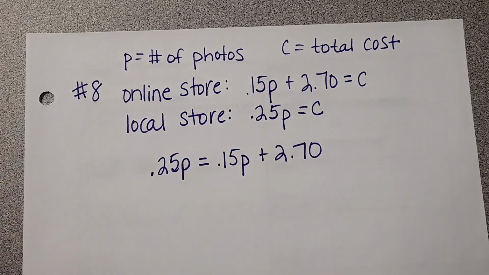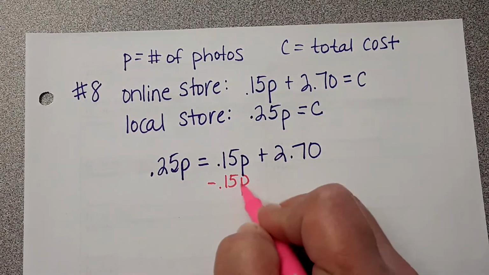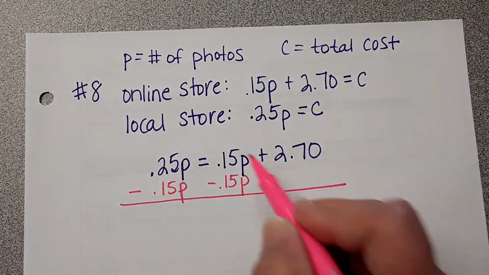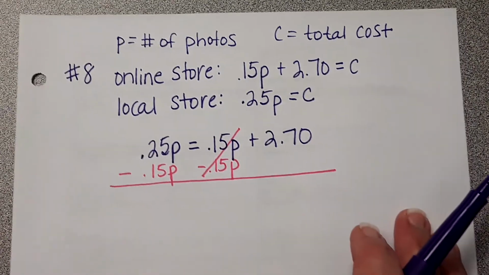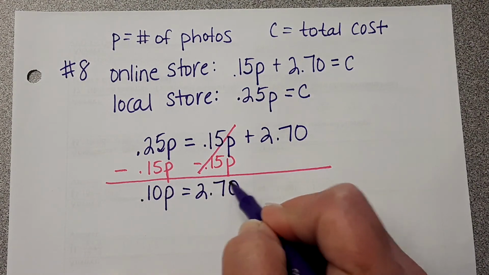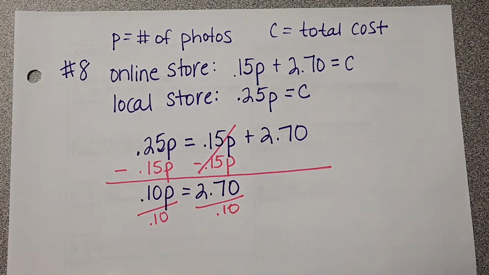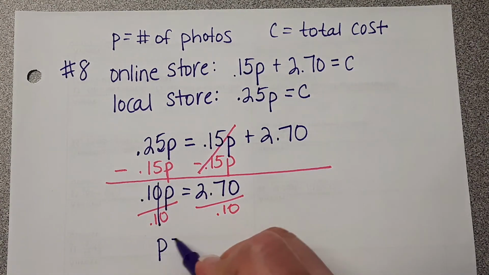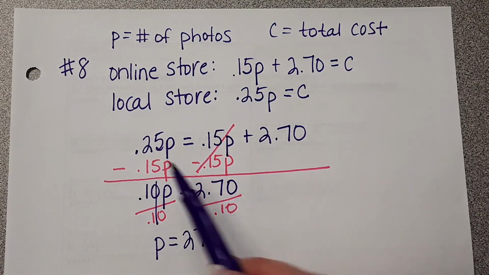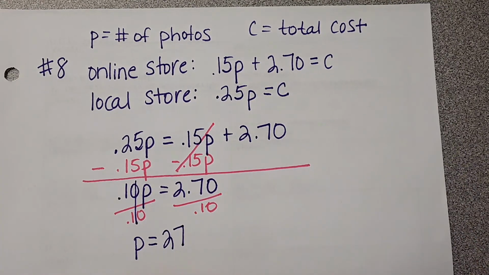So to solve this, what I'm going to do is subtract this 15 cents, or this 0.15p, from both sides. And I'm going to get 0.10p equals 2.70. Then I'm going to divide. Of course, these cancel out, and I'm left with P equals 27. So if you go to print 27 photos, they would be equal. Well, let's see what the total cost is, okay? So we still have to do that total cost.